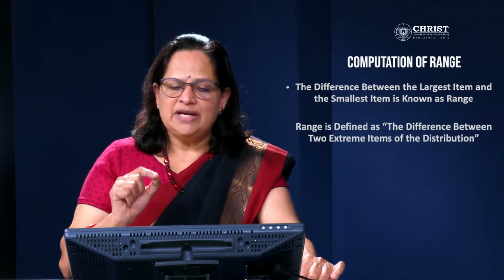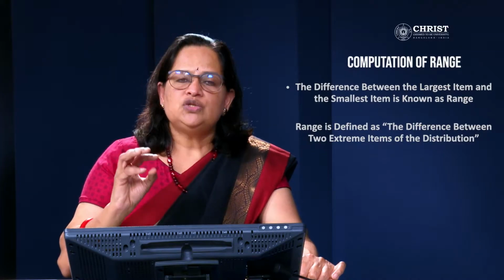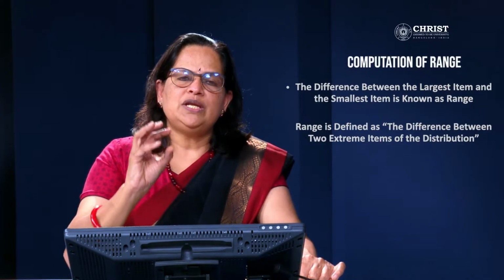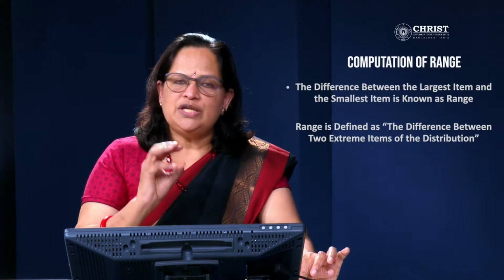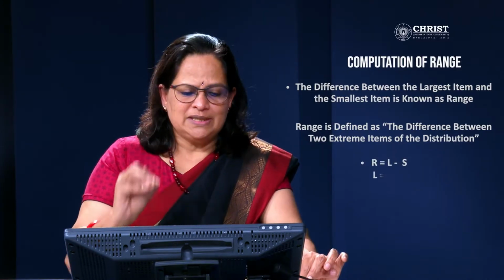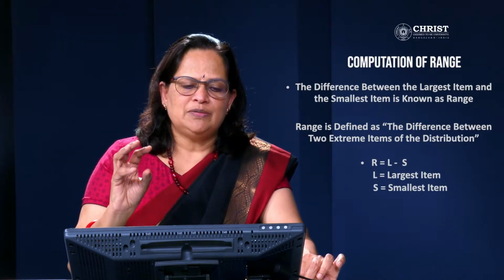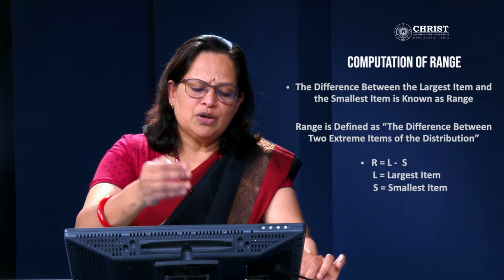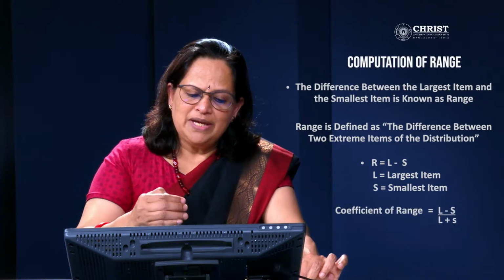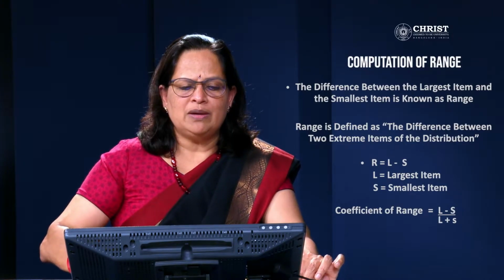Now, range is defined as the difference between two extreme items of the distribution. Two extreme items meaning always the largest item and the smallest item. So range is calculated using the equation L minus S, where L is equal to the largest item and S is equal to the smallest item. Range is an absolute measure. Now, the relative measure we have to remember is the coefficient of range: L minus S divided by L plus S. This is how we are going to do the computation.